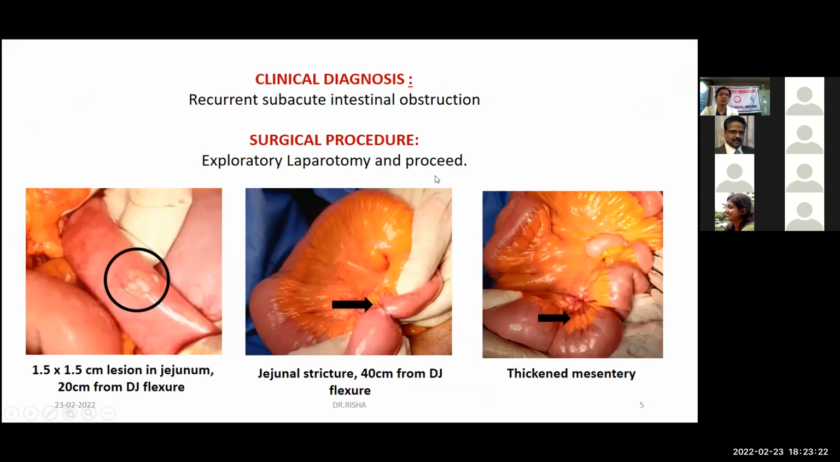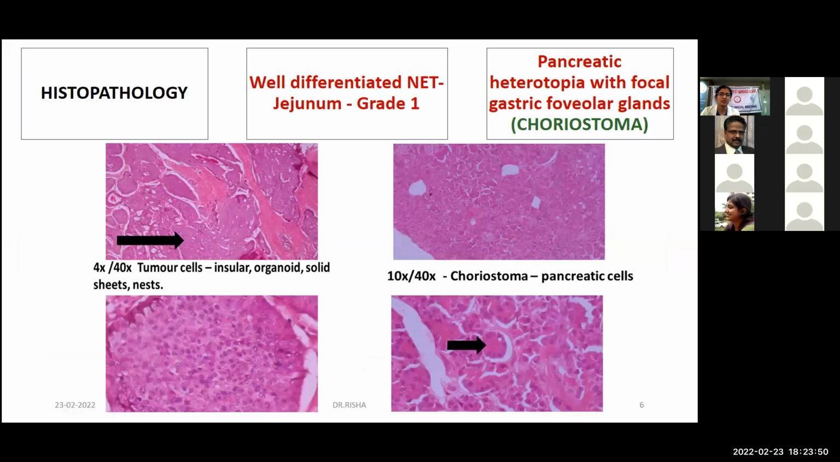With the clinical diagnosis of recurrent subacute intestinal obstruction, patient underwent exploratory laparotomy, and intraoperatively there was a 1.5 × 1.5 centimeter lesion in the jejunum, about 20 centimeters from the DJ flexure, and a stricture segment was noted in the proximal jejunum, 40 centimeters from the DJ flexure, attached to thickened mesentery. A double segmental resection anastomosis was done. The histopathology of the surgical specimen was reported as well-differentiated neuroendocrine tumor of the jejunum, grade 1.